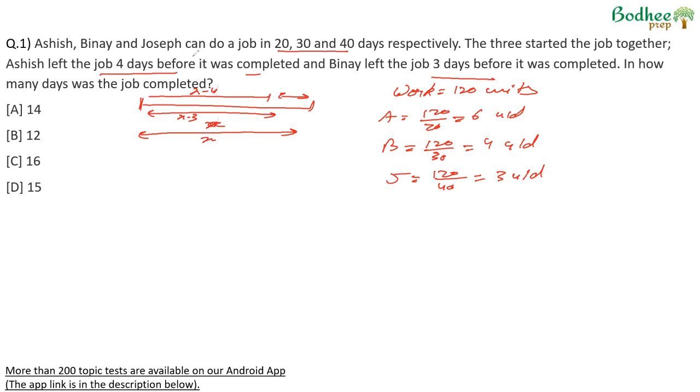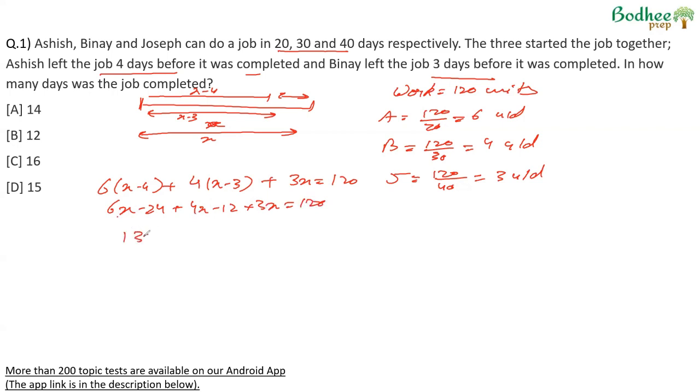Now the work done by Ashish, because Ashish left 4 days before it was completed, will be 6 into x minus 4. Work done by Vinay: Vinay worked for x minus 3 days, does 4 units per day, so 4 into x minus 3. Joseph worked till the end, so worked for x days, does 3 units per day, therefore 3x. This should be equal to 120. So 6x minus 24 plus 4x minus 12 plus 3x is 120.